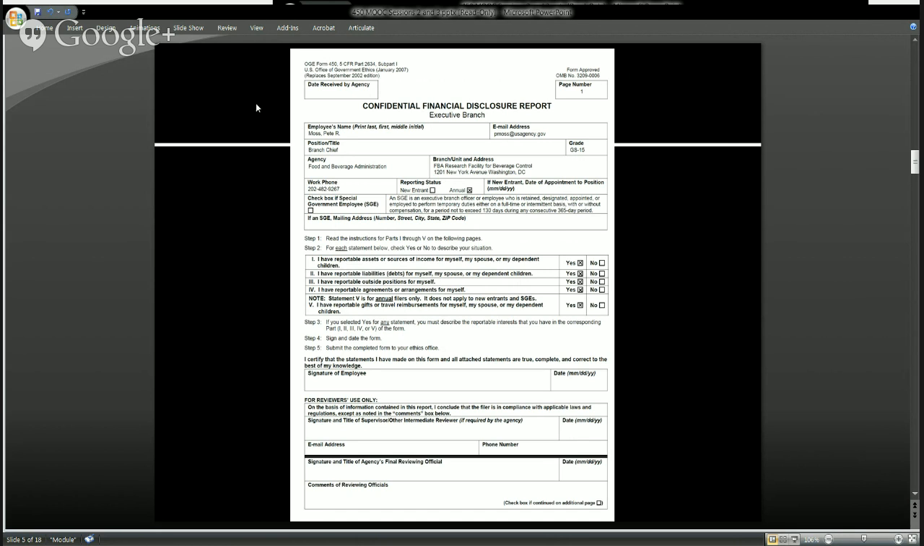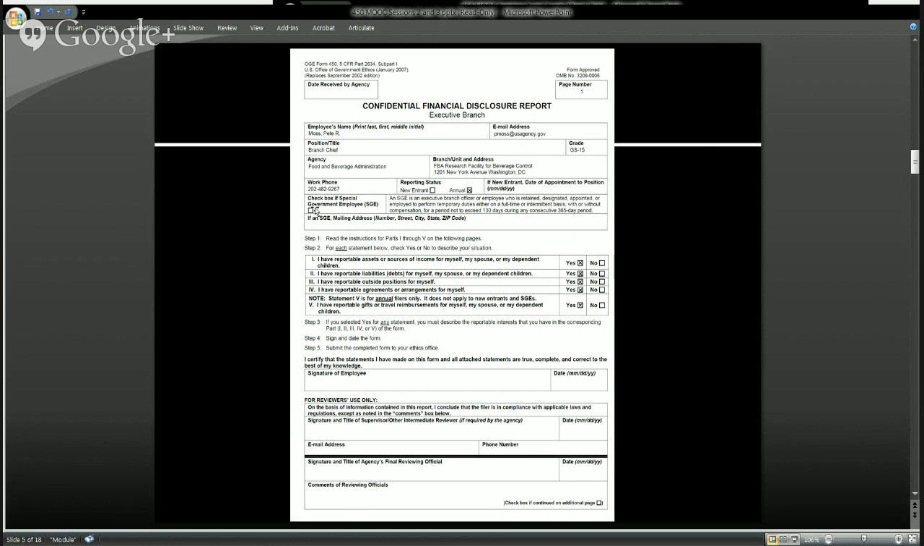You'll note here that the agency has not stamped a date received yet. It's very important that you date stamp these when you receive them. This begins the clock on the 60-day review period. It's important for audit purposes, and it also indicates that the report has indeed been received and seen by someone in the ethics office. If you have an electronic filing system, this is a problem that is sort of automated away, but if you're still using paper reports, make sure you date stamp them.